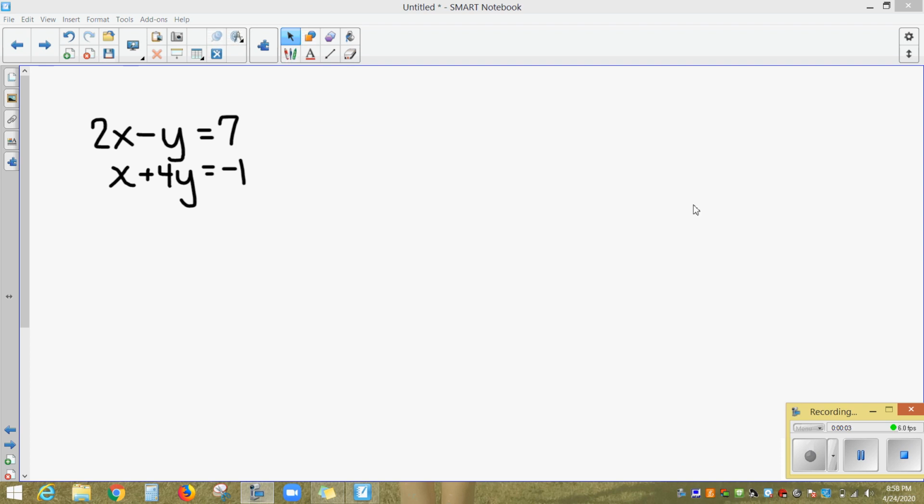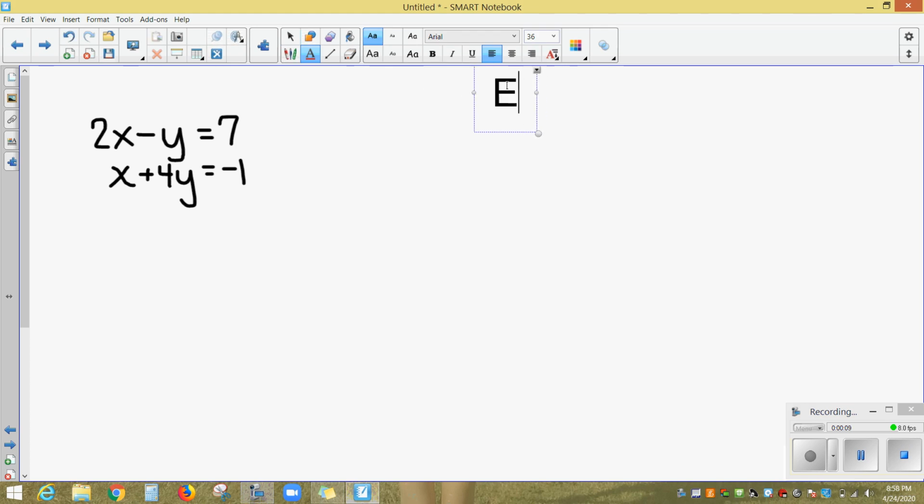Alright, so the other method that we're going to talk about that uses algebra to help us solve a system of equations is elimination. In elimination, our goal is the same regardless of the approach we take, and that is that we want to create an equation that only has one variable in it.